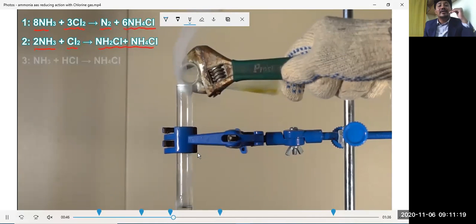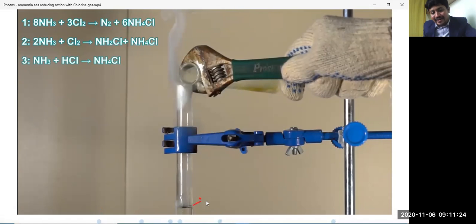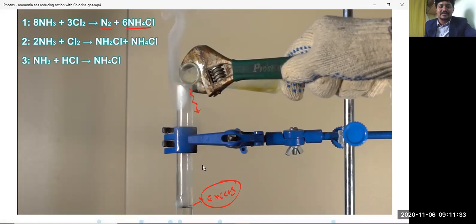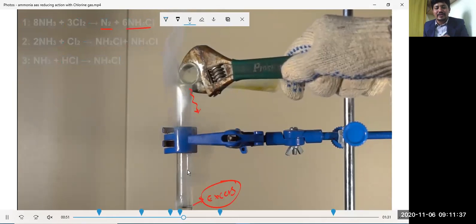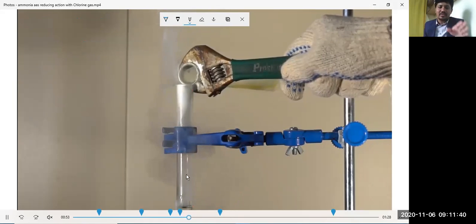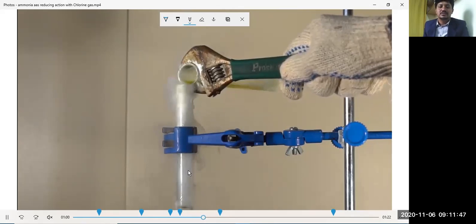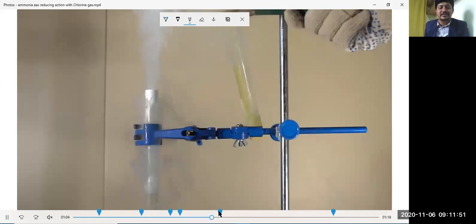And now on excess of chlorine, look here. Initially I have taken excess of ammonia, and only a little supply of chlorine is passed. During that time it produced ammonium chloride with nitrogen gas. Now I am continuing the addition, adding a large amount of chlorine to the ammonia. See how fast the reaction is taking place.